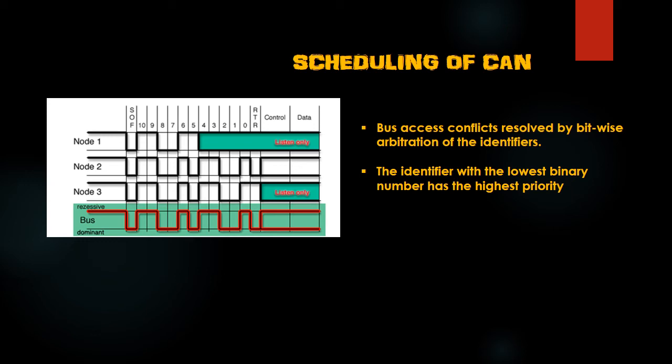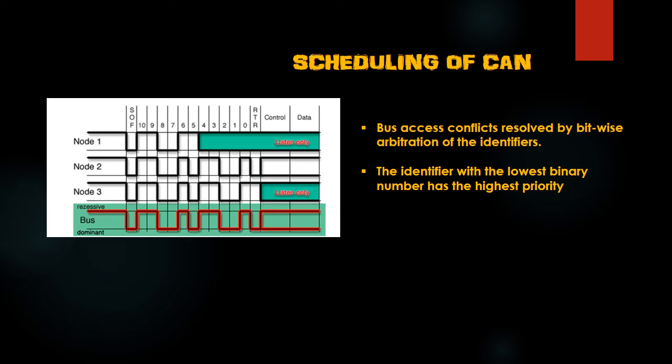The identifier with the lowest binary number has the highest priority. The bus access conflicts are resolved by bitwise arbitration of the identifiers involved by each station, observing the bus level bit for bit. This happens in accordance with the wire-and mechanism by which the dominant state overrides the recessive state.